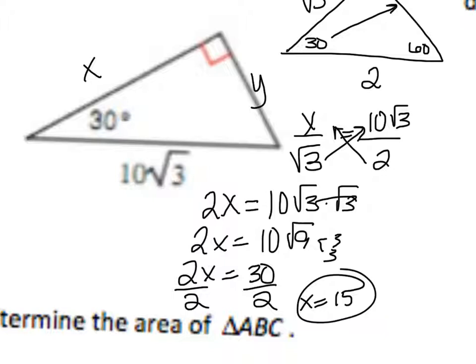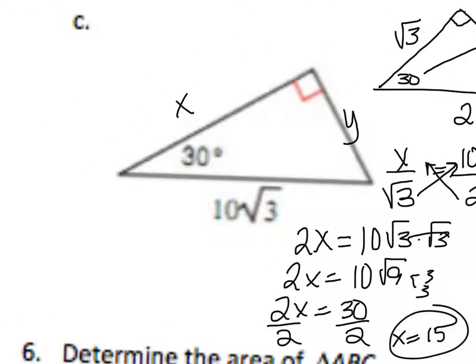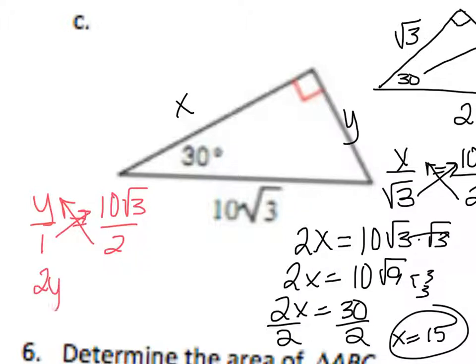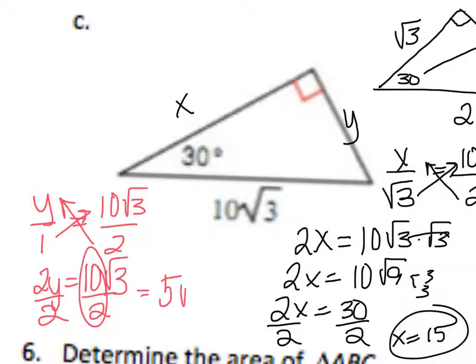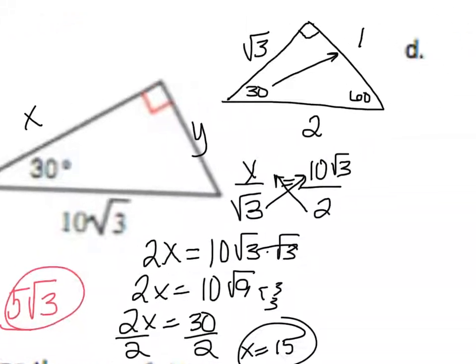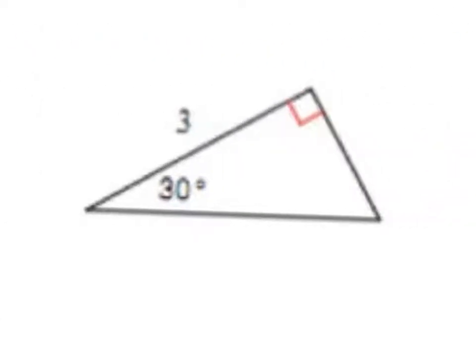Now let's go ahead and find y the same way. I'll do y over 1 equals 10 root 3 over 2. Again, cross multiplying, this one's a little bit easier. We'll have 2y equals 10 root 3, and then I'll divide both sides by 2. Numbers on the outside I can simplify into 5 root 3. Okay, and there's example number 1. So let's go ahead and move on to example D.